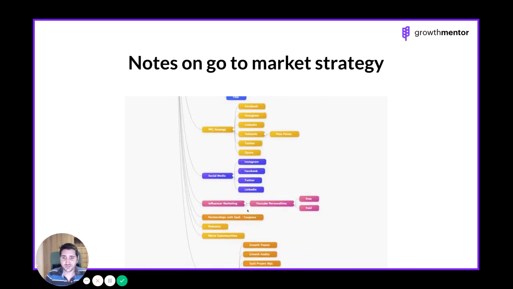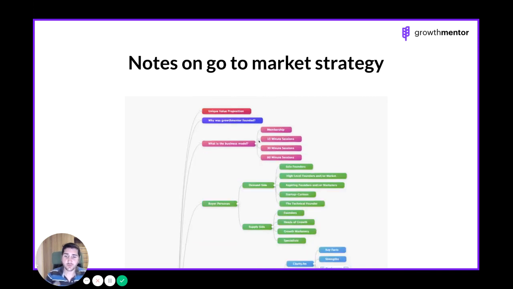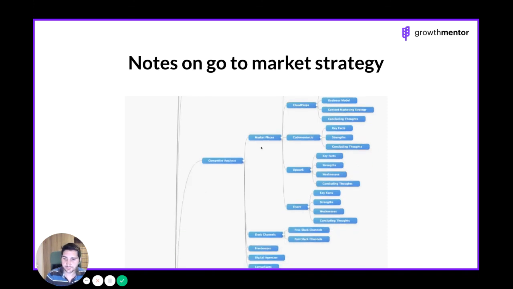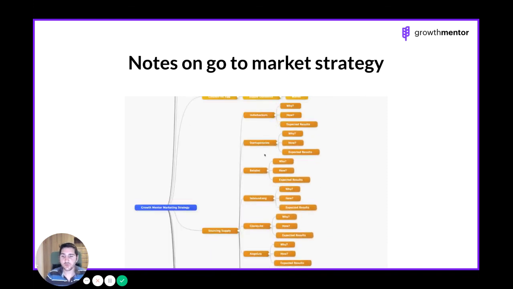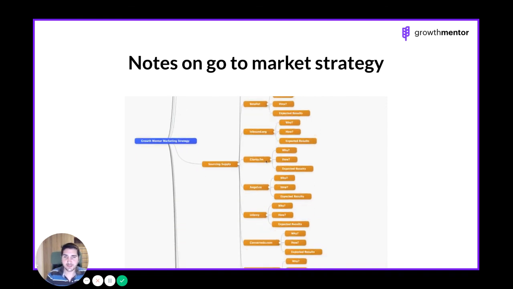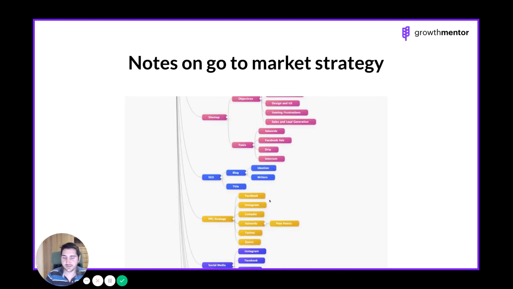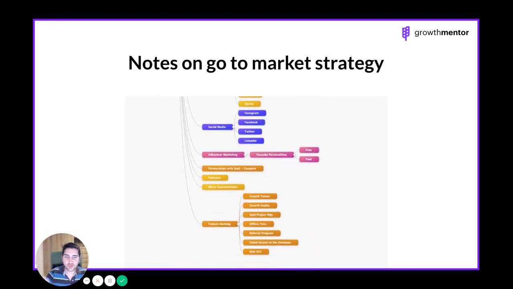And just one thing though: the number one most common request on GrowthMentor for help is help on creating a go-to-market strategy. But I see a lot of people treating their go-to-market strategy like how people would treat a business plan in the early 2000s. Oh, I need a business plan in order to start something. You don't really need a 20-page business plan.